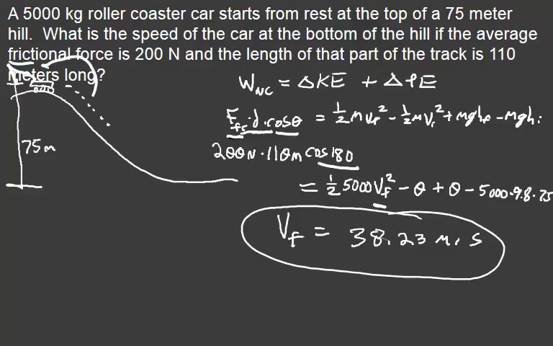And we're looking for the final speed. The initial speed is 0, the final height is 0, the initial height is 75, and so it should be 38.23 meters per second at the bottom.